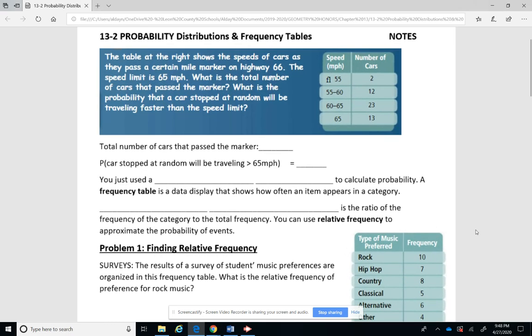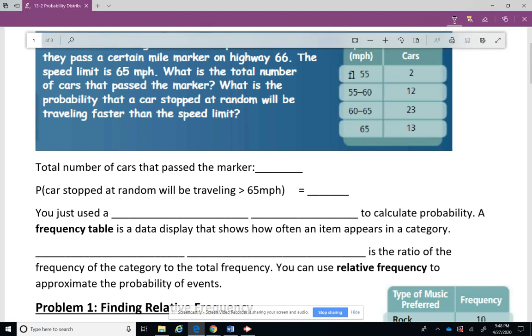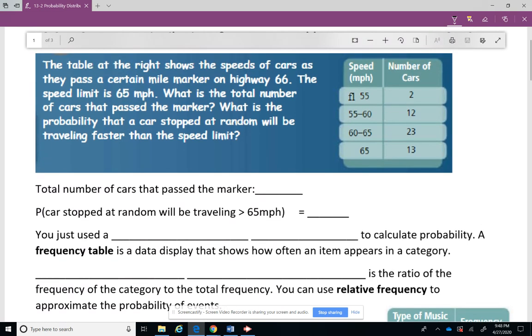We're going to start out with looking at this table. This is a table that shows the speeds of cars as they pass a certain mile marker on Highway 66. The speed limit here on Highway 66 is 65 miles per hour. So we're looking at what is the total number of cars that pass the marker. Now, this is supposed to be a less than sign. I don't know why it turned out like that, but it did.